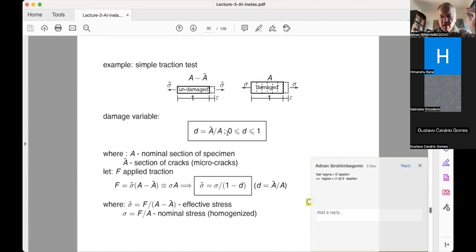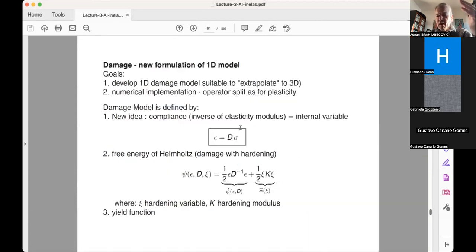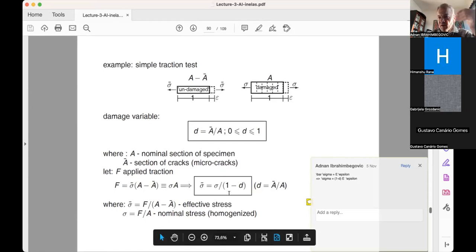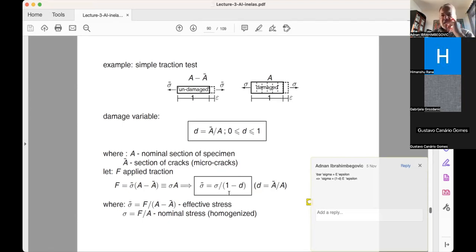So little d is the ratio between, let's say, the area of the crack and the nominal area, whereas the big D is the so-called compliance. Initially, it starts as 1 over E in a 1D setting, and then it can go to infinity. The advantage compared to little d is that little d goes from 0 to 1, and you get in trouble if you go above 1 because you have a negative value of the Young's modulus of the damaged specimen, and you go into softening, so it's not easy to handle this.